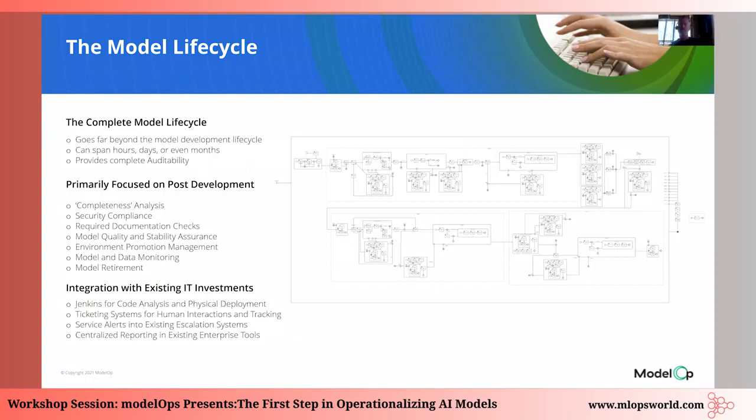The kinds of things we're looking at here are like completeness analysis. Are all the pieces there for the model and described, so that we know everything that went into making up the model? Is it compliant with our security requirements? Does it have the right versions of libraries? Does it have the correct documentation that should be associated with the model? Because a lot of auditability says here's the rationale behind the model. We want to make sure that's there too, even though it doesn't execute the actual model.